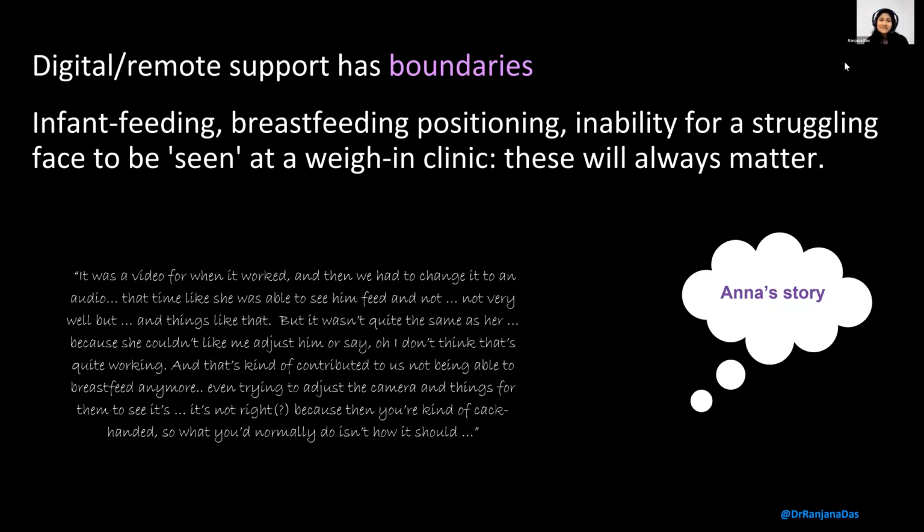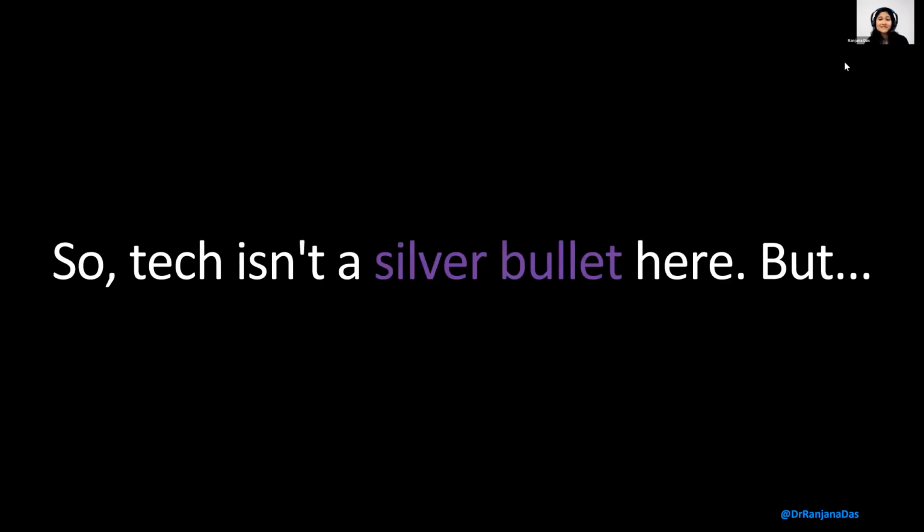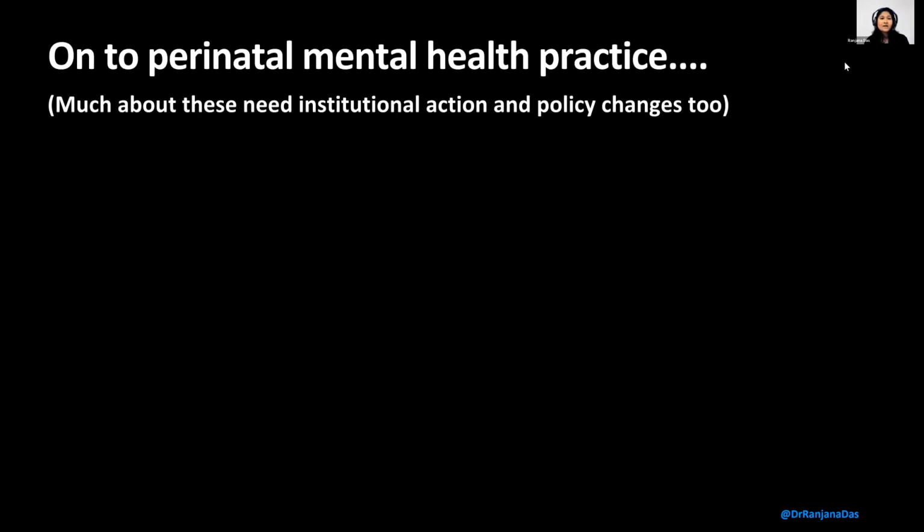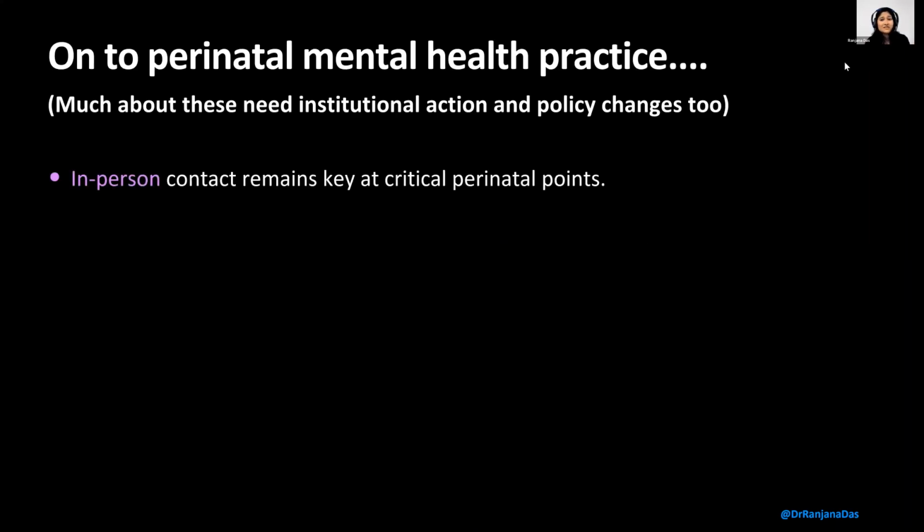So these are the nuances then of technology. Some of these are rehearsing things we already know. So perhaps not surprising, but again, really drawing our attention to what we know about inequalities, drawing our attention to not making assumptions about technology. So tech isn't a silver bullet here, but perhaps there are ways to make it work. Some of these need institutional action and policy changes too, but sometimes in-person contact remains key at critical perinatal points.